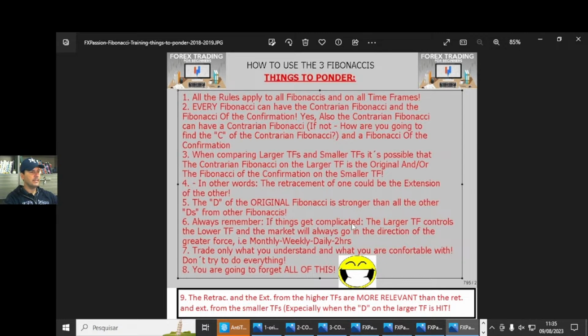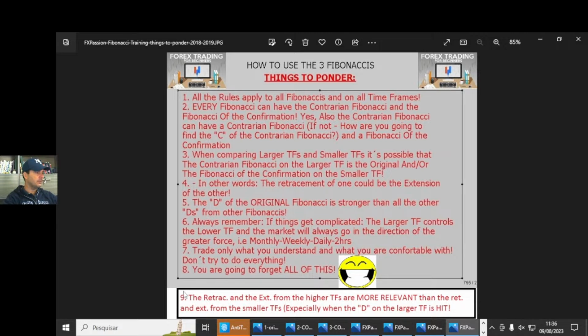6. Always remember, Clara, maybe this is for you. If things get complicated, the larger time frame controls the lower time frame, and the market will always go in the direction of the greatest force. Example, monthly, weekly, daily, 2 hours. 7. Trade only what you understand, Clara, and what you are comfortable with. If you understand the original one, so be it, not a problem. Don't try to do everything, Clara. It's alright. And number 8, everybody, you are going to forget all of this, of course, it's a lot of information. This is why we are spending 2 months, maybe 3 months on the Fibonaccis.